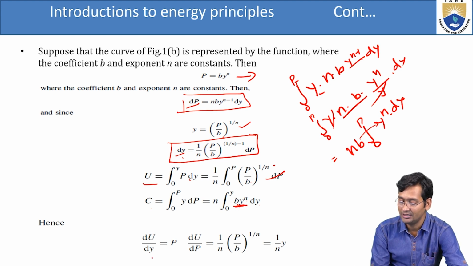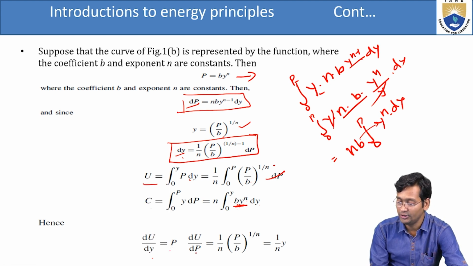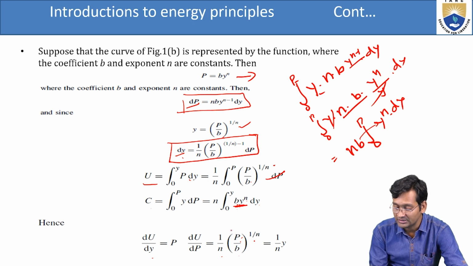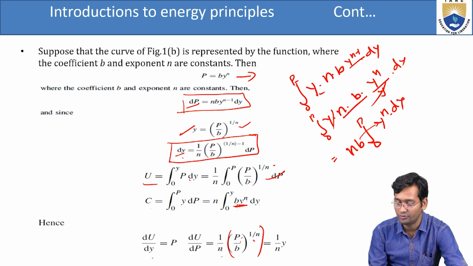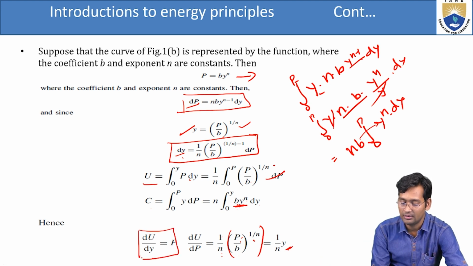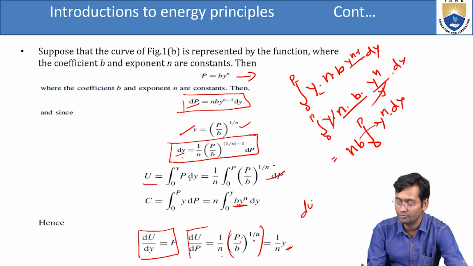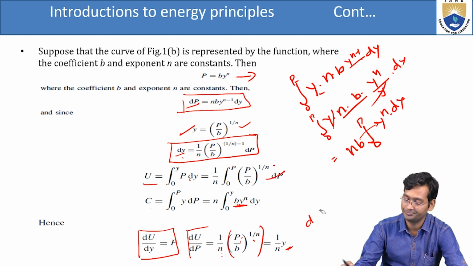So here dU by dy equals to P, and dU by dP equals to 1 by n into P by b power 1 by n, and P, what is that? Here this is what? Just see here, y. So P by b power 1 by n is y. So after putting 1 by n into y, dU by dy is P, and dU by dP is what? dU by dP is 1 by n y. Okay, so now these two we got.